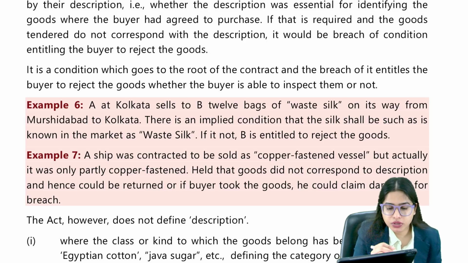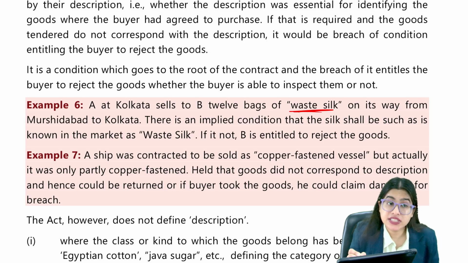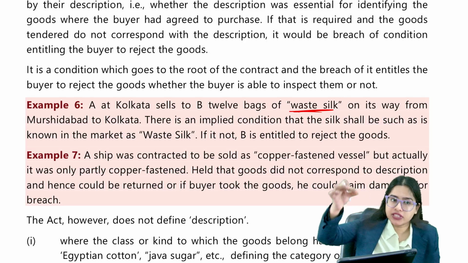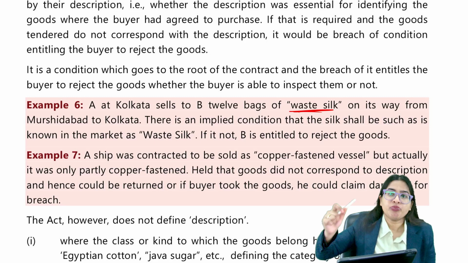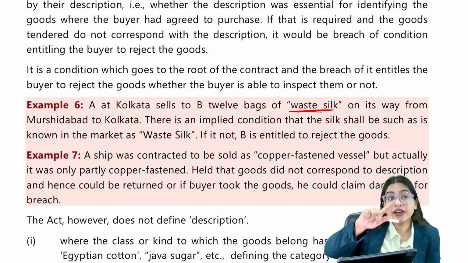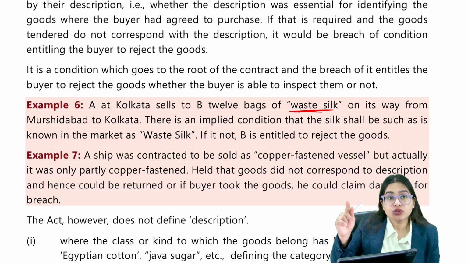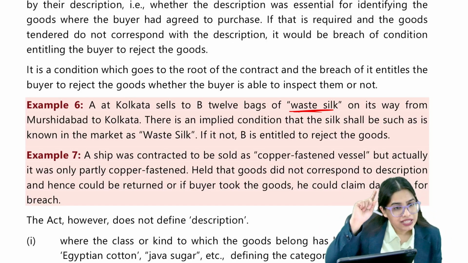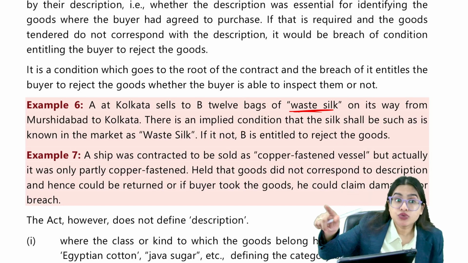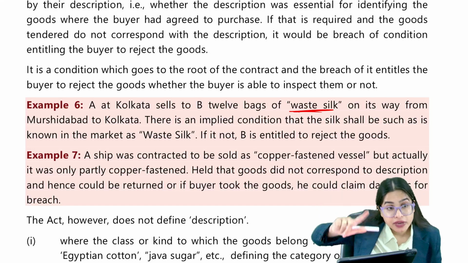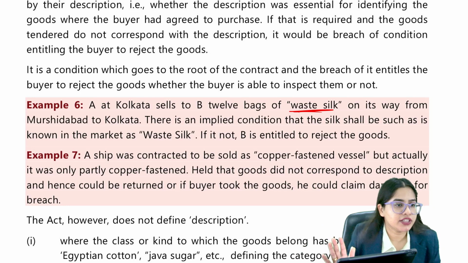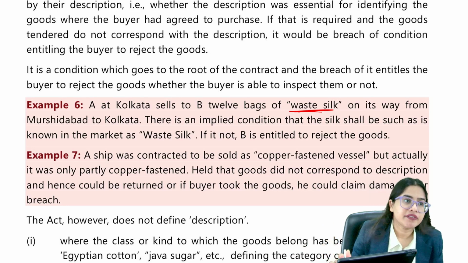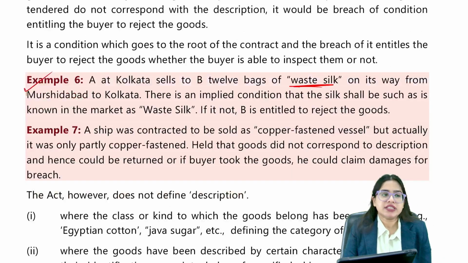So what was the description? The description was waste silk. There are a lot of types of silk. So A said that this is waste silk, and he sold that silk to B. Now you are giving a description, you are selling goods by description that this is waste silk. So that silk should be waste silk. This is an implied condition. Otherwise, if it is not waste silk, then it will be treated as breach of implied condition, and the buyer can return your goods and get the refund of the money. Are we clear with this? Okay. Now this is an example.